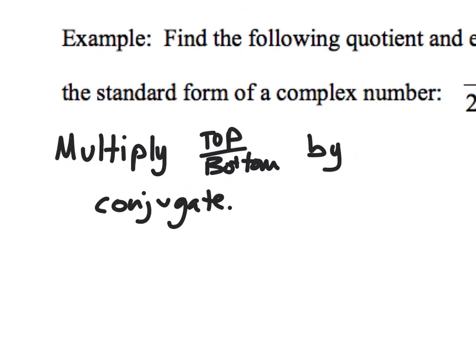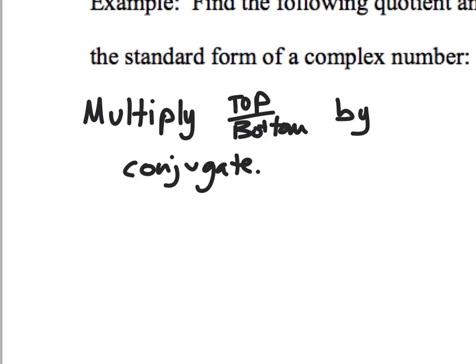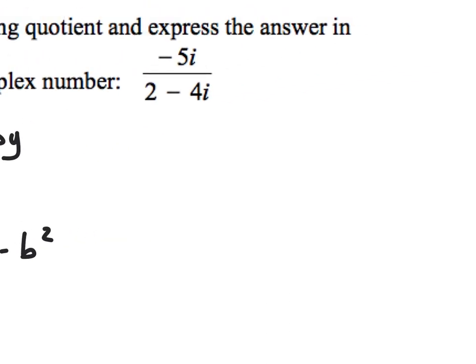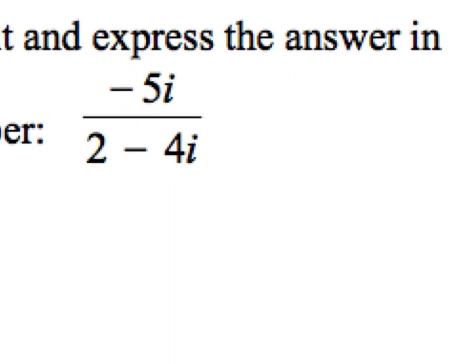Remember the conjugate, so let's remember this concept: if I've got a plus b times a minus b, those are conjugates, and the result of multiplying those together is just going to give me a squared minus b squared. So that's what we have to keep in mind here. So negative 5i over 2 minus 4i. I'm going to multiply the top and bottom by the conjugate of 2 minus 4i, and that's just going to give me 2 plus 4i.